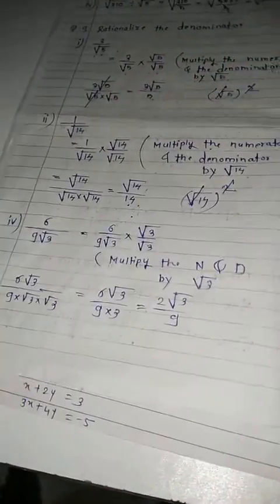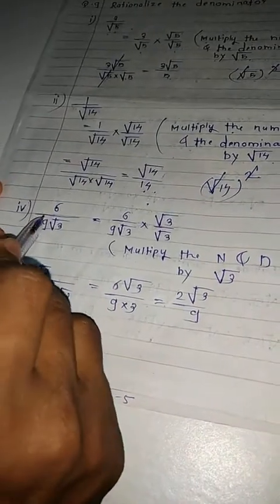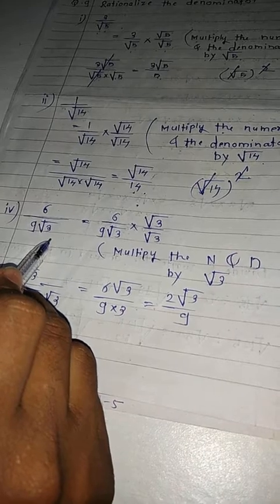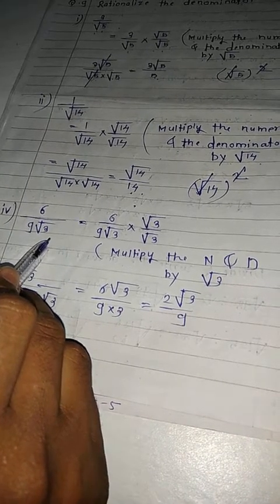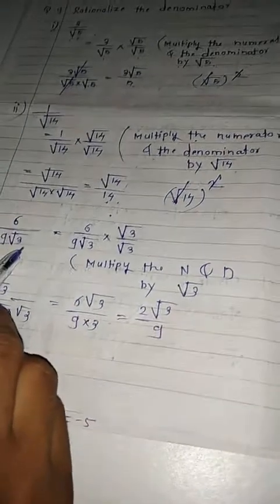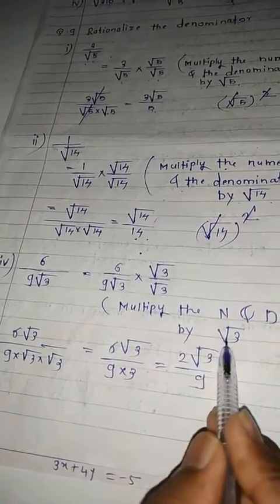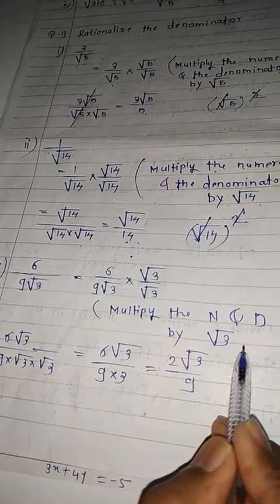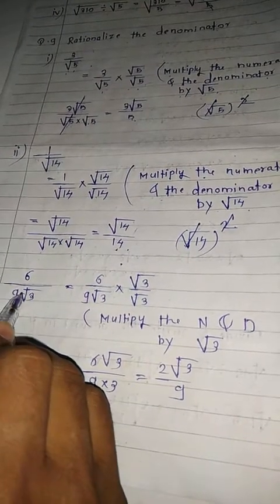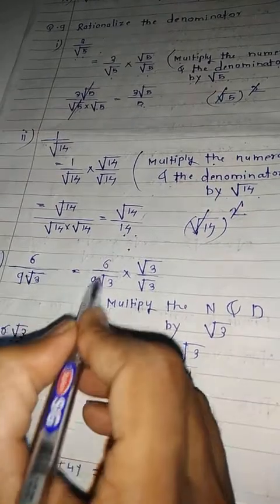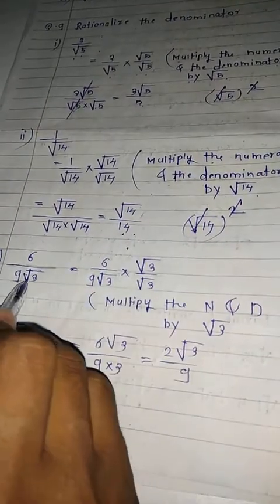Another sum: 6 divided by 9 root 3. The same method applies. Multiply the numerator and denominator by root 3. Since this is only a surd, we only multiply.